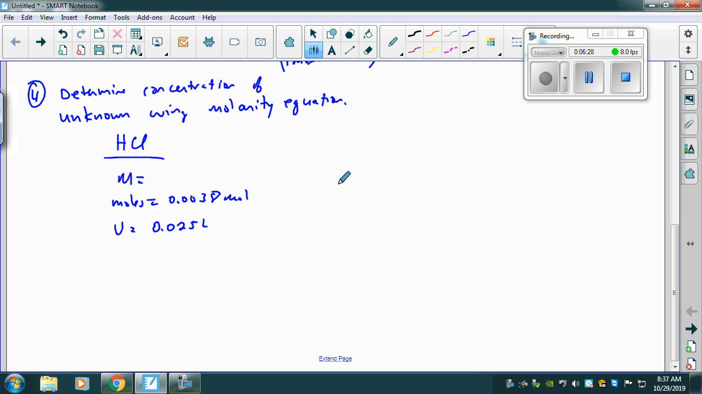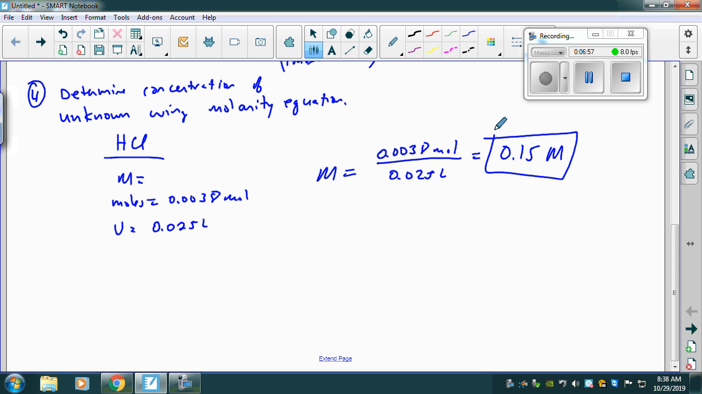So now hopefully you can see I've got 2 of the 3 things in my molarity equation, so I can plug in and solve. Molarity, or concentration, of my HCl is moles over volume in liters. All right, and when I do that math, I get 0.15 molar. That is the concentration of that unknown HCl solution.